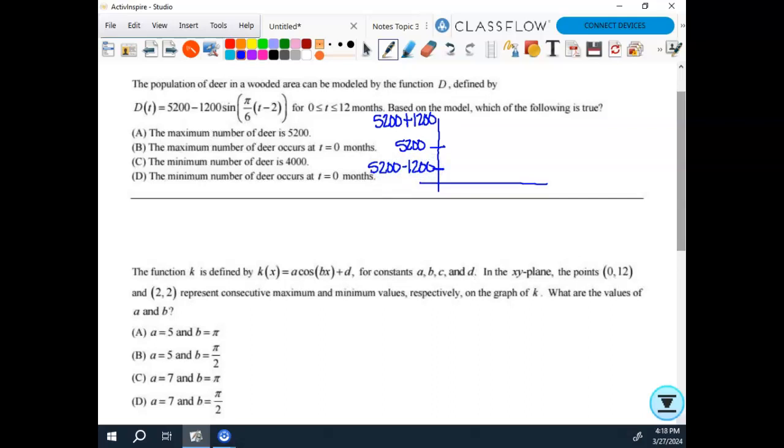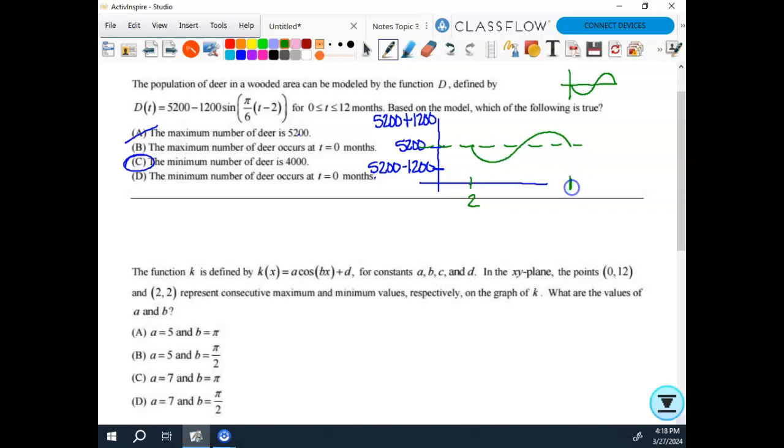Right? And so if I'm looking at the maximum number, clearly it's not 5,200. 5,200 minus 1,200, that is 4,000, so I like this. Okay? But then let's also think about what's happening here. If we want to look at what's happening at 0 months, this is my midline. And sine is negative, so my negative sine starts off like this, right? I'd move to the right 2. That's what this means right here. So if I move to the right 2, and I start here, it's going to look like this.